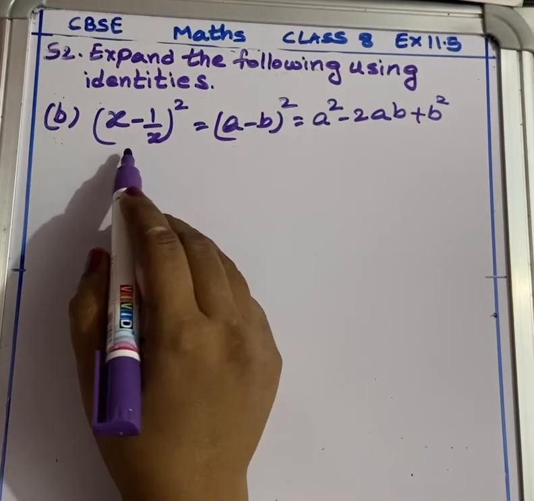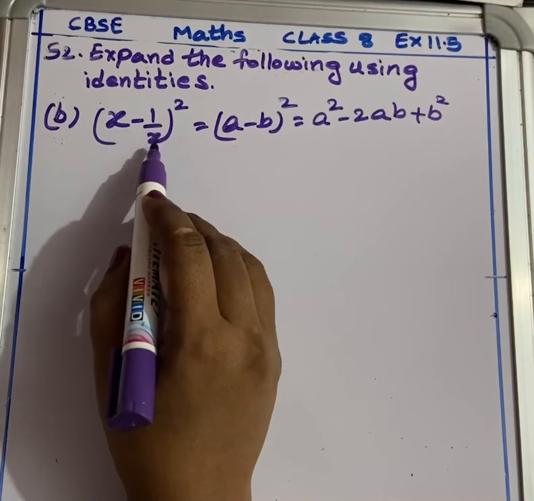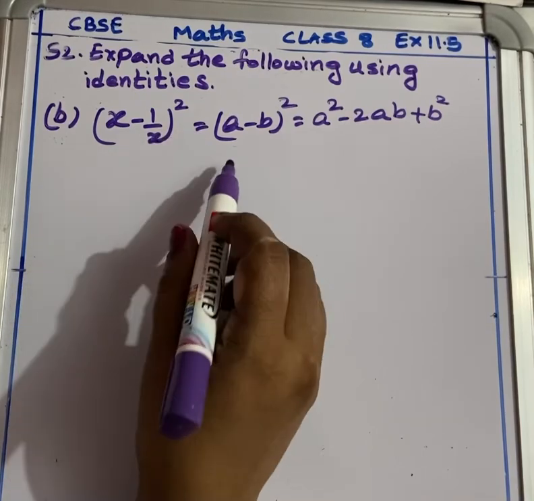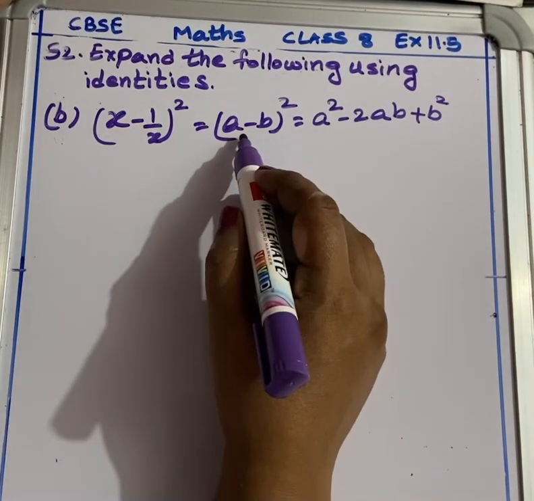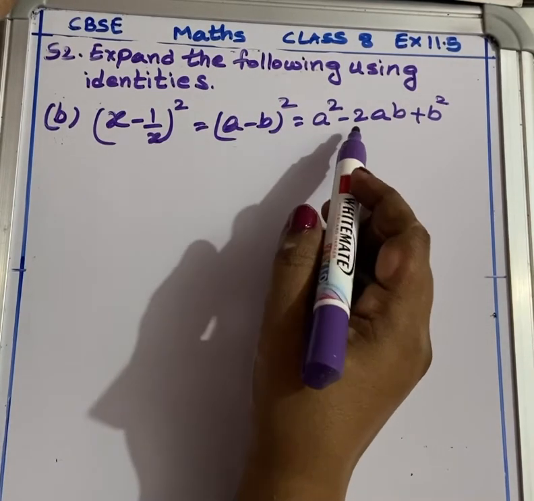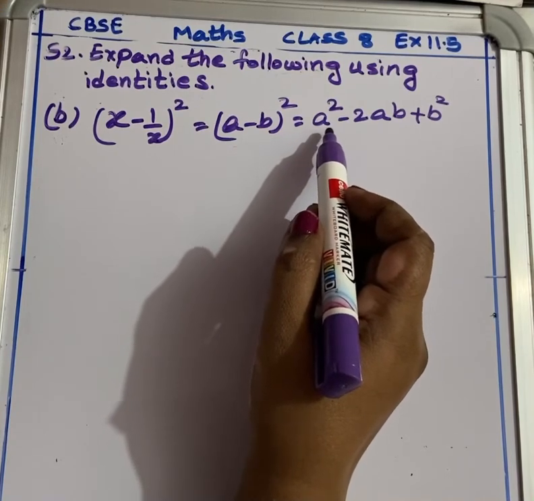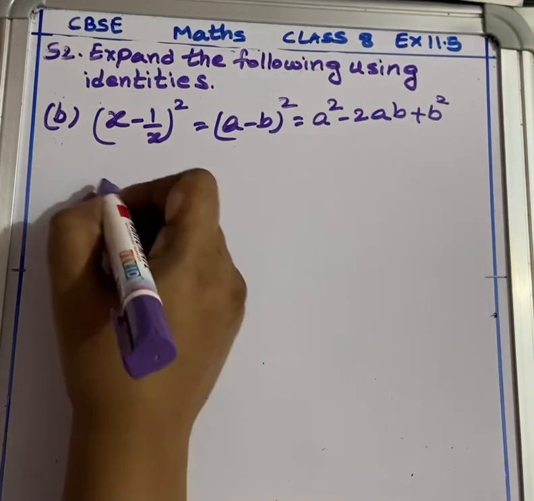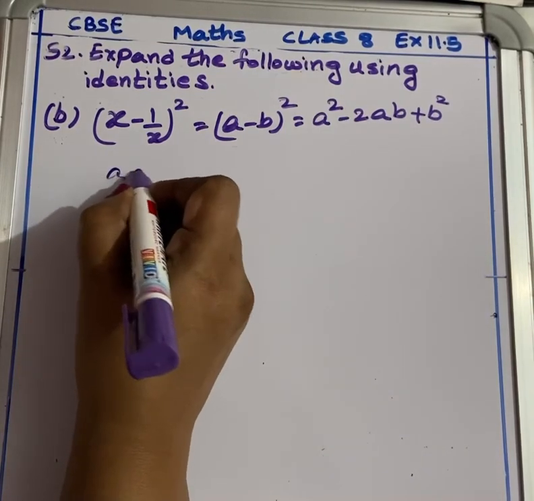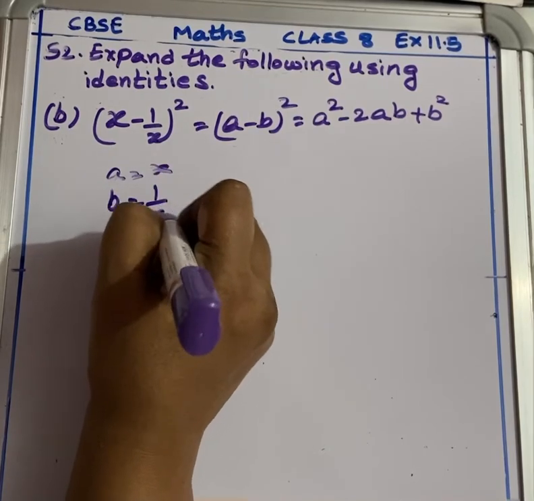B: (x minus 1 upon x) whole square. Here we are using second identity, (a minus b) square. When we expand this one, a square minus 2ab plus b square. Here a equal to x, b equal to 1 upon x.